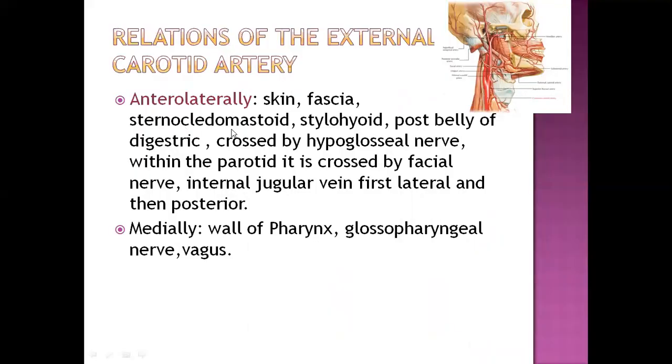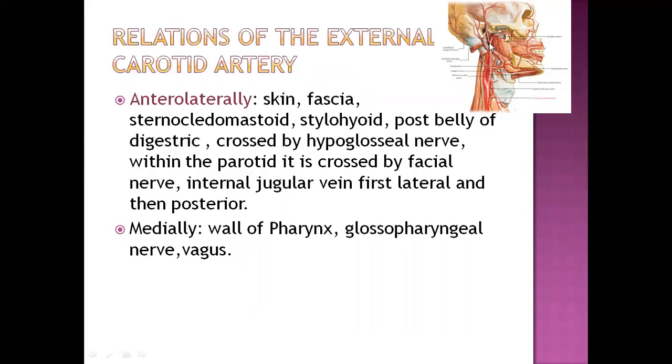So anterolaterally, the external carotid artery is covered by the anterior border of the sternocleidomastoid and stylohyoid. So this is the posterior belly of digastric, and this is stylohyoid. These are the muscles. From here, all these muscles are present, and here this is the crossing nerve. This is called the hypoglossal nerve, which crosses the external carotid artery.